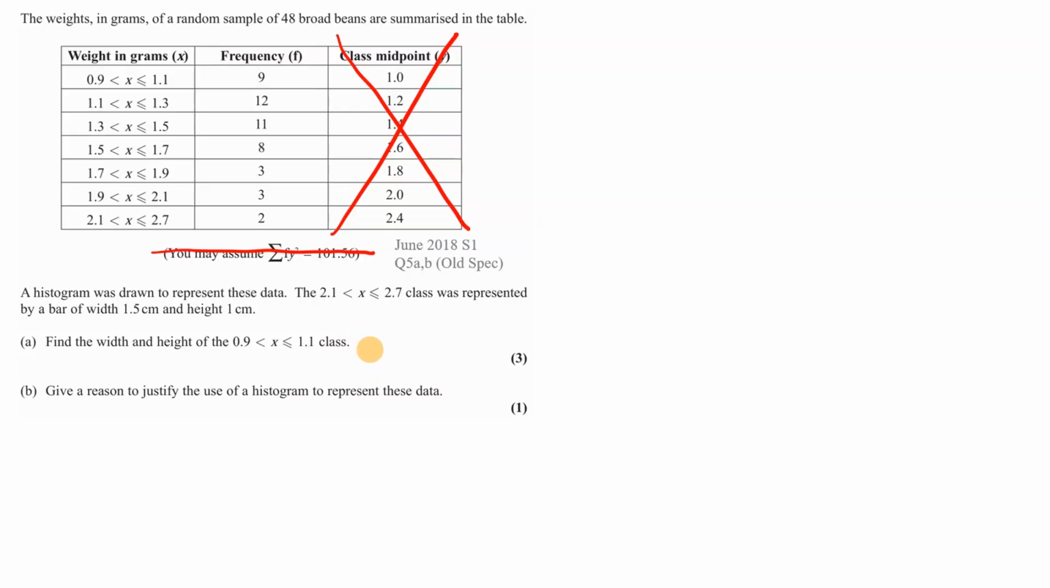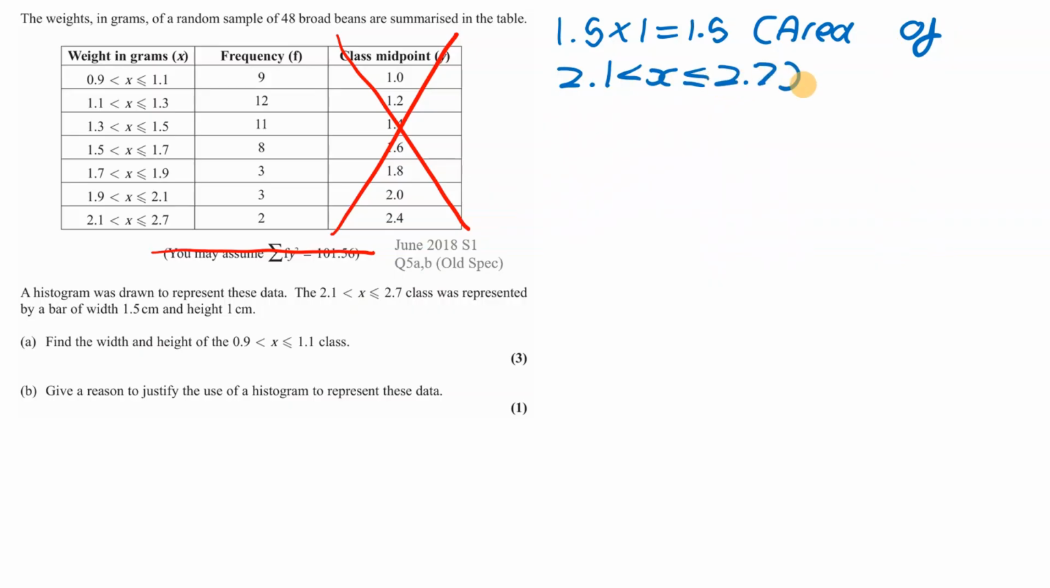Now there are a few ways that you can approach this question. I've seen a few different approaches that people take. The way that I do it: firstly, we're told that the 2.1 to 2.7 class was represented by a bar of width 1.5 and height 1. So if we do 1.5 multiplied by 1, this is equal to 1.5. This is the area of the 2.1 to 2.7 bar. Now the 2.1 to 2.7 class has a frequency of 2. So if we do 2 divided by the area, which is 1.5, this is equal to 4 over 3. So this here is the scaling factor, 4 over 3.